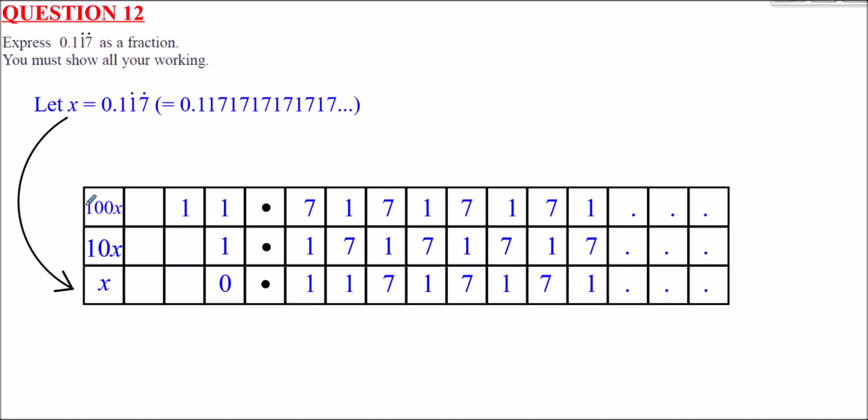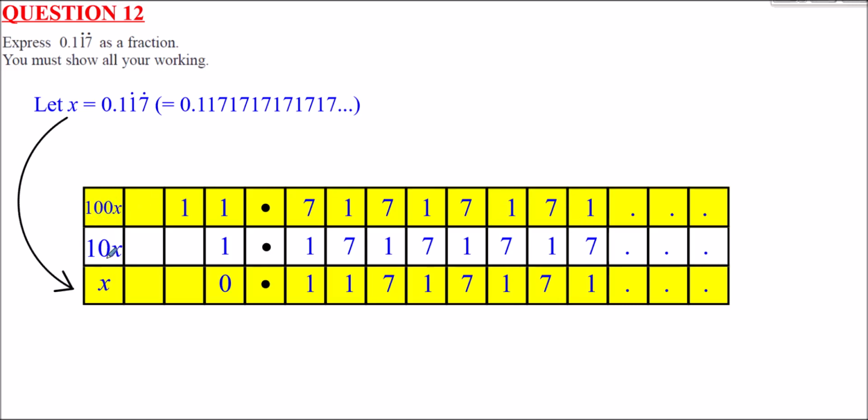Now, if we have a look at this top row, 100x, and the bottom row, x, you'll see that actually 1 and 1 match, 7 and 7 match, 1 and 1 match, and so on and so on. And that's what we're looking for. When we get some digits that line up, we just do the bigger number of x's take away the 1x.